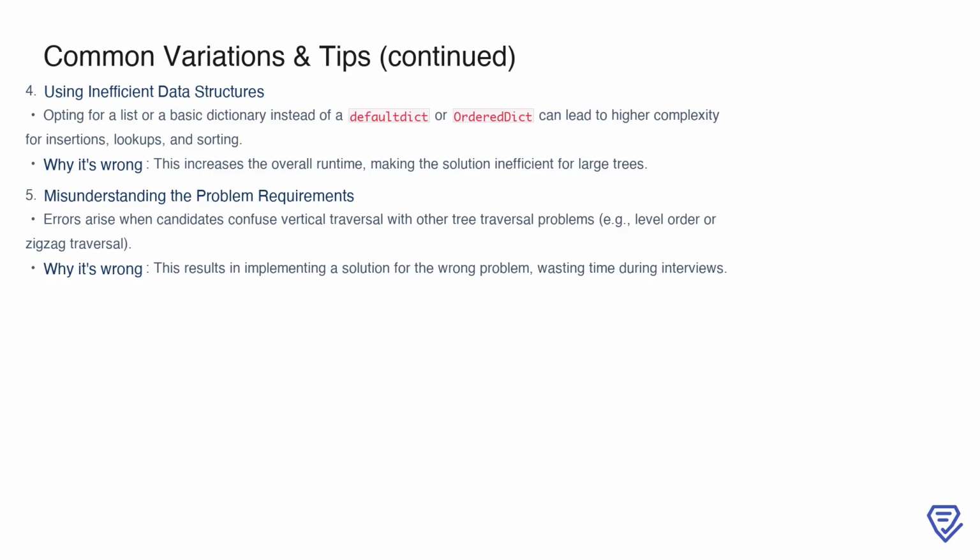Another common pitfall is misunderstanding the problem requirements entirely. For example, some candidates confuse vertical traversal with other traversal patterns like level order or zigzag traversal. This misunderstanding often results in implementing the wrong algorithm, which wastes valuable time, particularly in interview settings. Always take a moment to carefully analyze the problem statement before diving into the implementation.